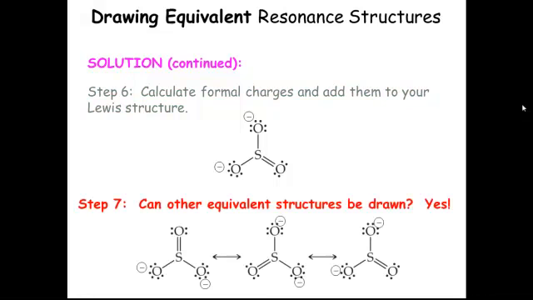So what about the other equivalent structures? Go ahead and draw them. Draw all of the 3 possibilities, and be sure to put in the double-headed arrow in between all of these equivalent resonance forms. The bottom line here is that all 3 of these exist at the same time as a superposition. They all exist at the same time.